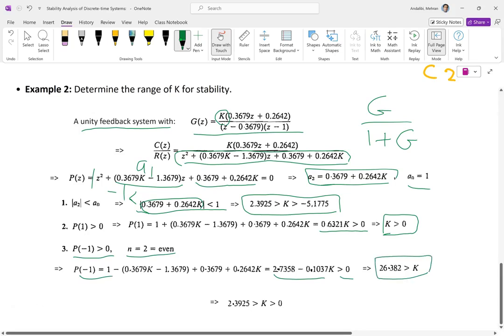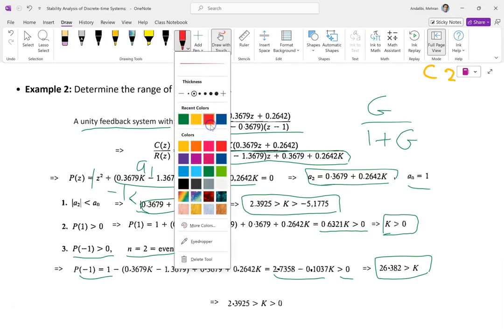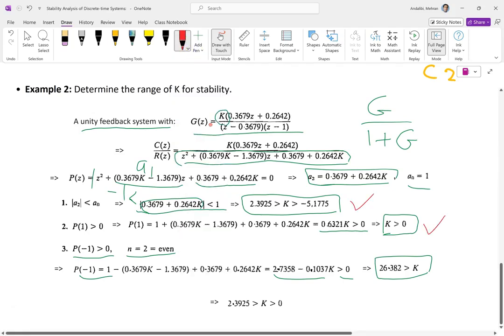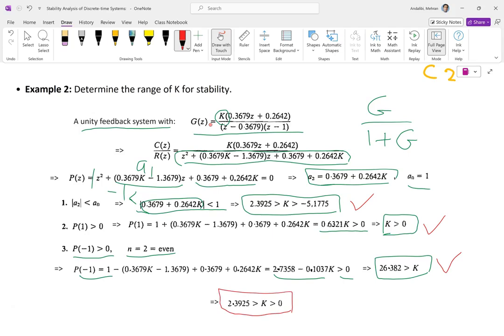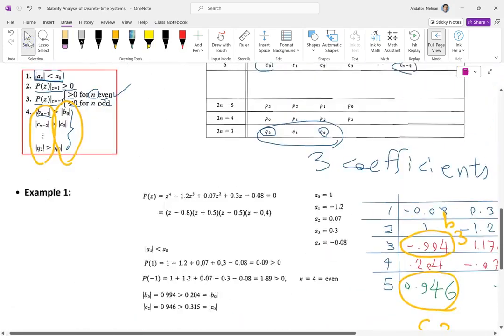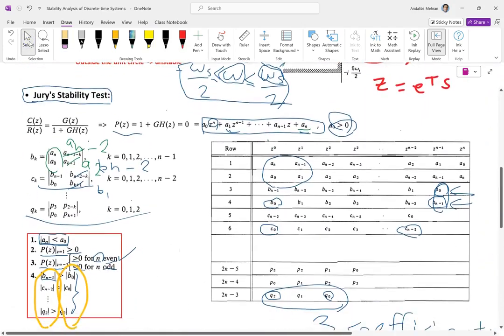And now if you put together the intersection of these three conditions, you have three conditions for stability. The intersection of these three ranges is between 0 and what? 2.39. So as long as your K is between those two numbers, your system is going to be what? Stable. This kind of analysis is not something you can do easily with the MATLAB numerical solver roots command or something. So that's where this Jury's stability test is really useful to you.